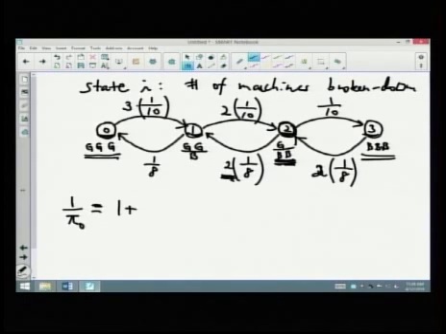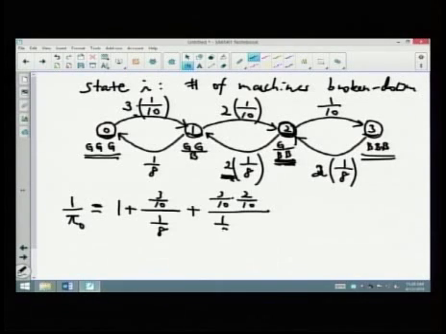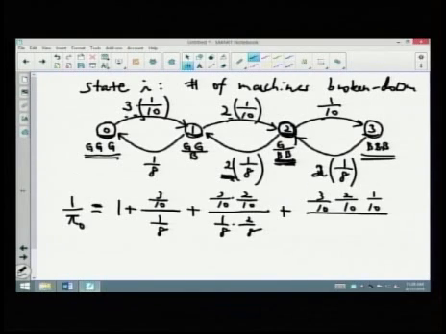which is 1 plus 3/10 over 1/8, plus the product of the first 2 arrival rates, which is 3/10 times 2/10 over 1/8 times 2/8, right? And then the third one, the product of the first 3 arrival rates: 3/10, 2/10, 1/10 over the product of the first 3 service rates, 1/8, 2/8, and 2/8.